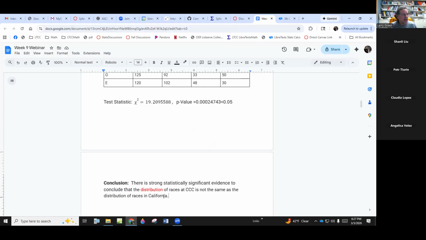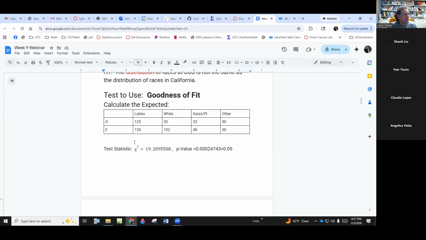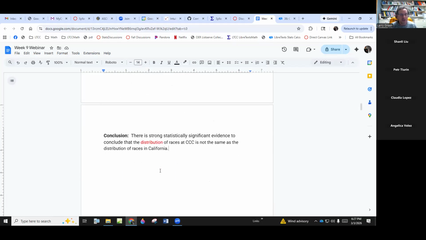You cannot say that there were more Latinas in California community colleges than in the state in terms of percent. You can't do that. All you can say is that you have different distributions. And that's really important to know. Any questions at all on this? Okay, very important.